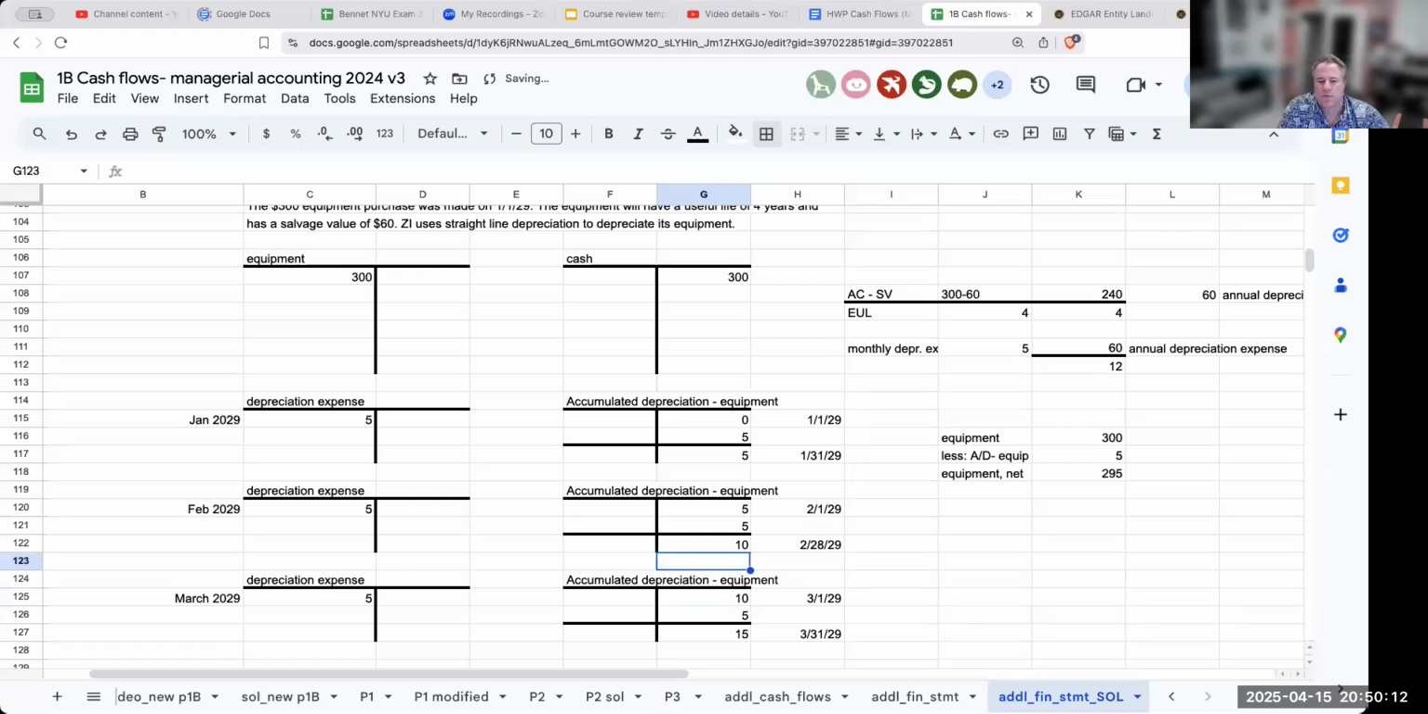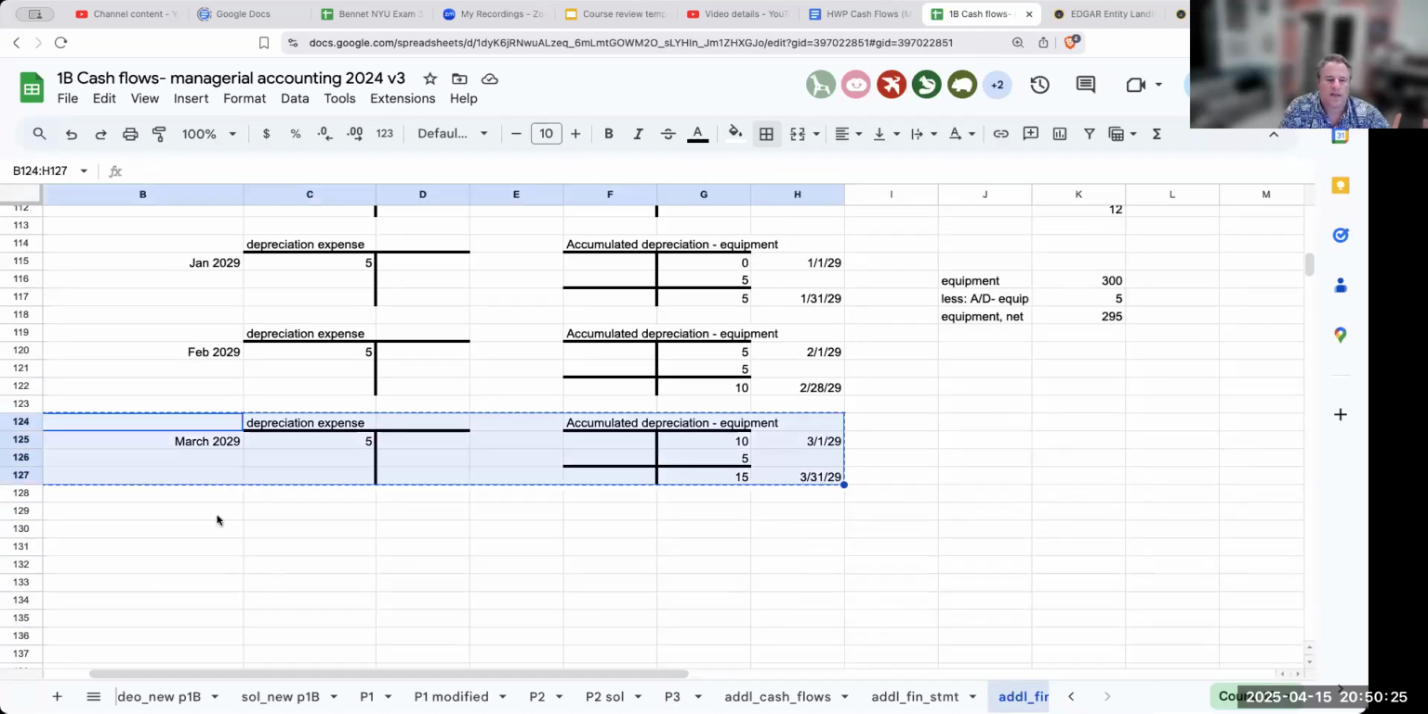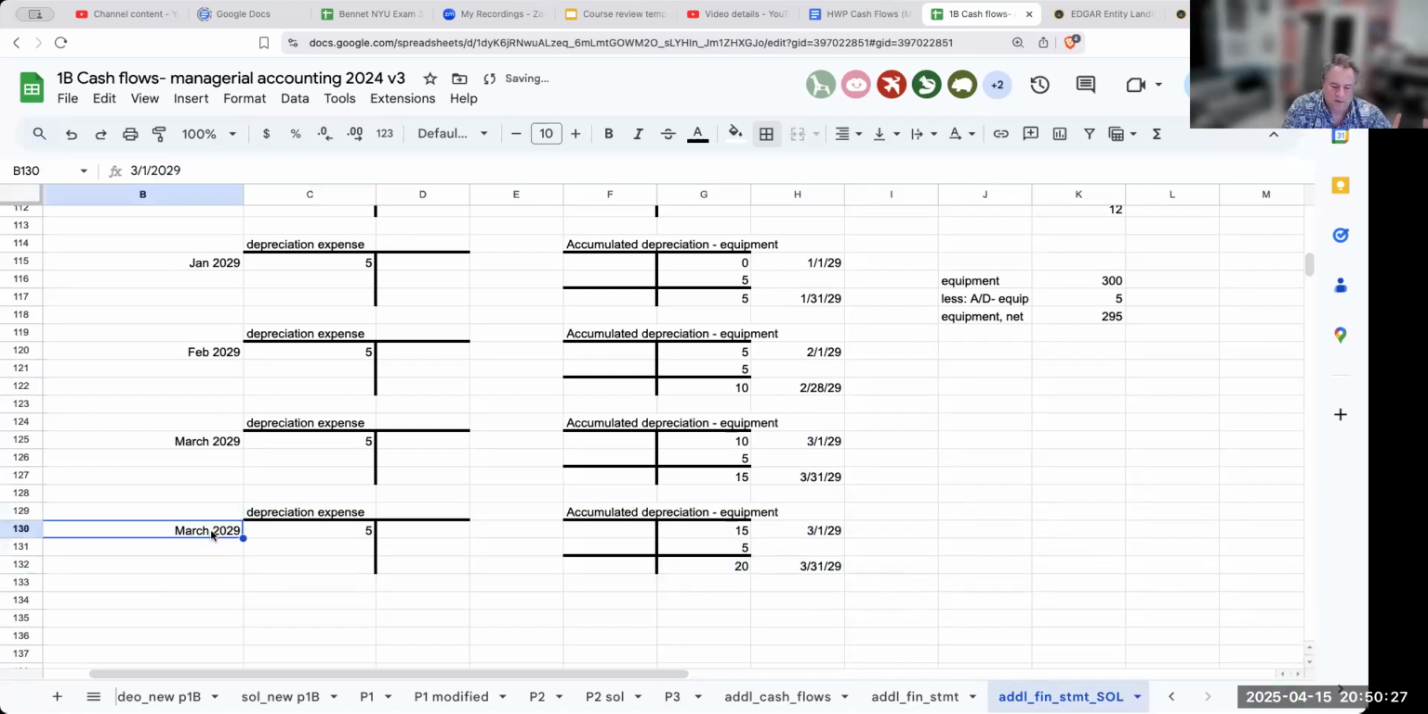So over here, with the ending balance, because I've taken 2 months of depreciation, the accumulated depreciation is now at 10. The ending balance of that becomes the beginning balance of the following month. So over here, I'm now going to go ahead and do this again. For April 2029, I've got 4/1/29, and then my ending balance as of April 30th is going to be at 20.